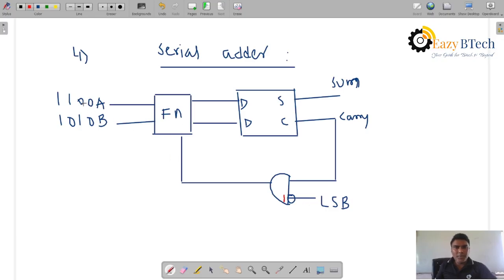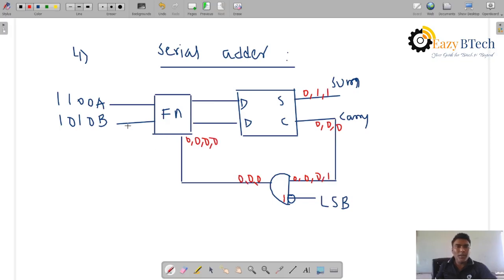Initially A B is 0 0, so 0 is taken over here: 0 0 0, sum value 0, carry value 0. Again 0 is given, so 0 into 1 will be 0, and 0 will be added over here. Then 0 1 plus 0 will be 1: sum value 1, carry value 0. Now 1 0 means sum value 1, carry value 0.